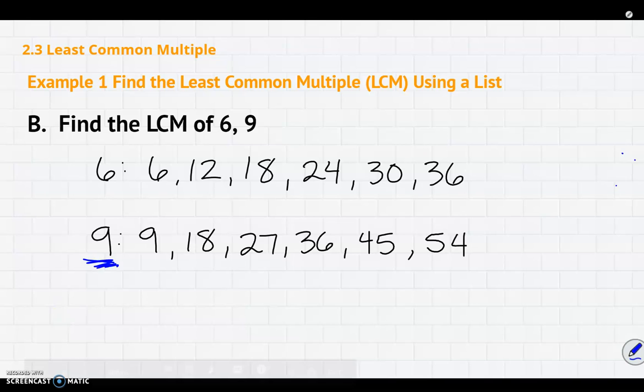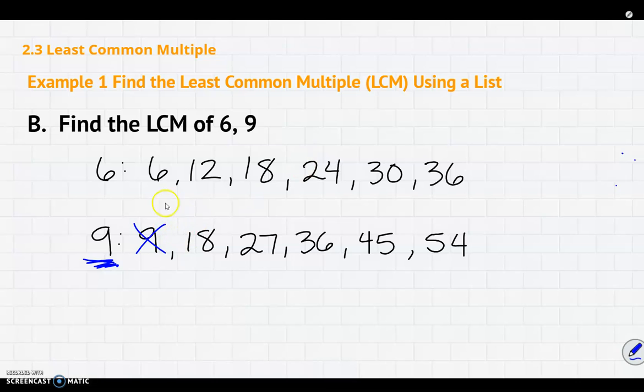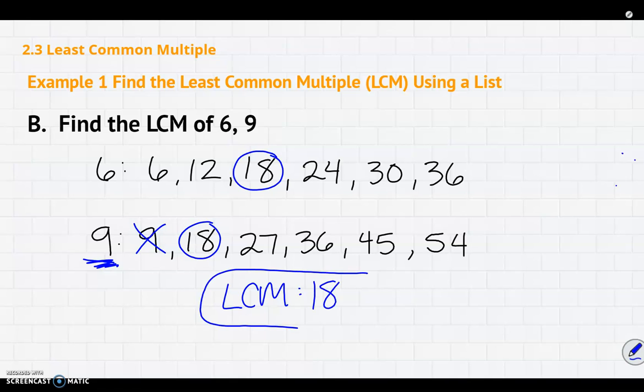So is 9, this first one, do you see that in this list at all? No. How about 18? Do you see 18 in this list at all? Yep, I sure do. So that really did not take us long at all to find that the LCM, the least common multiple between 6 and 9, is 18. Okay. I also see 36 in both of these lists, but 18 is the smaller of the two, least.